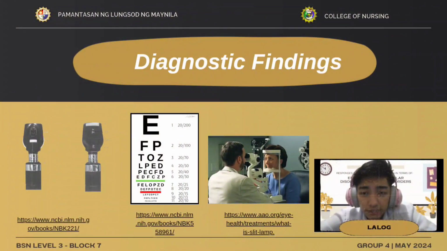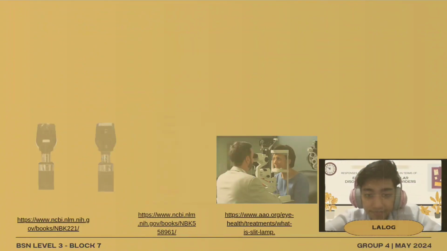For the diagnostic findings, we have the Snellen chart, sa mga may katarata, may reduced visual acuity, ophthalmoscope, and slit lamp biomicroscopy. Dito ipapakita meron silang abnormal red reflex which is meron silang dark sa affected eye area and meron makikita na fog doon sa kanilang lens which indicates the maturity of their katarata.